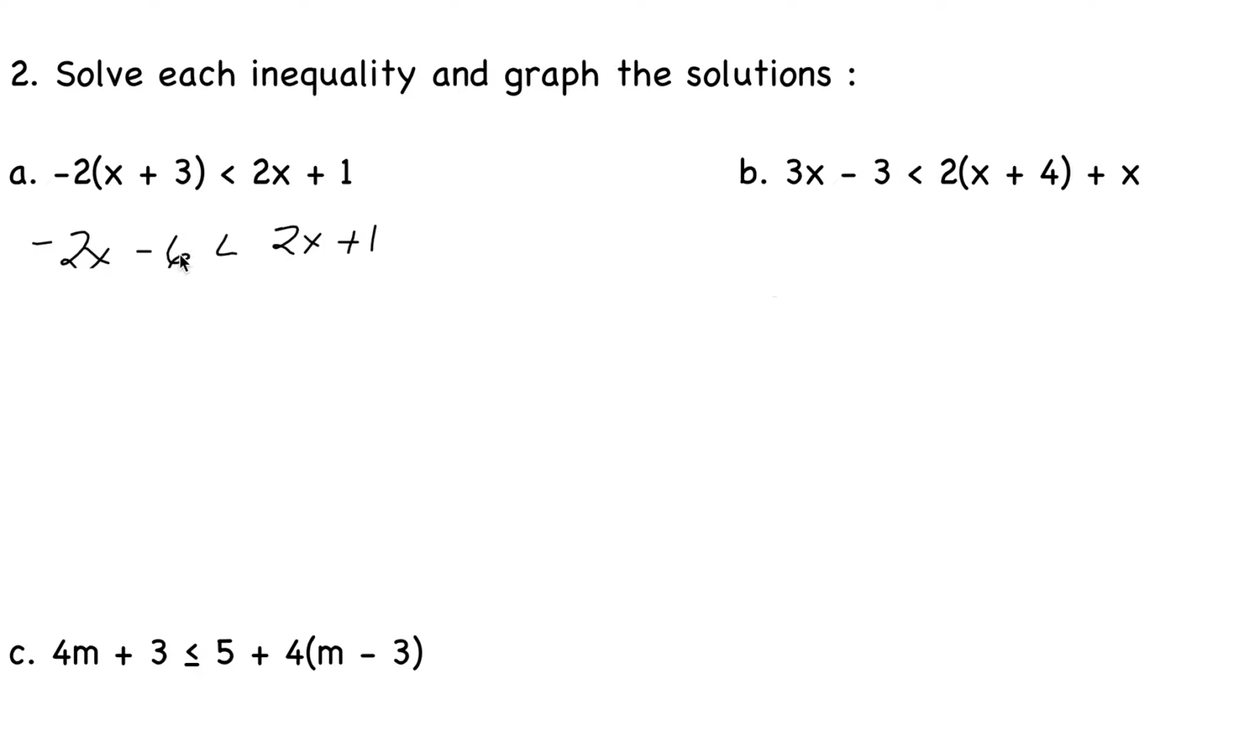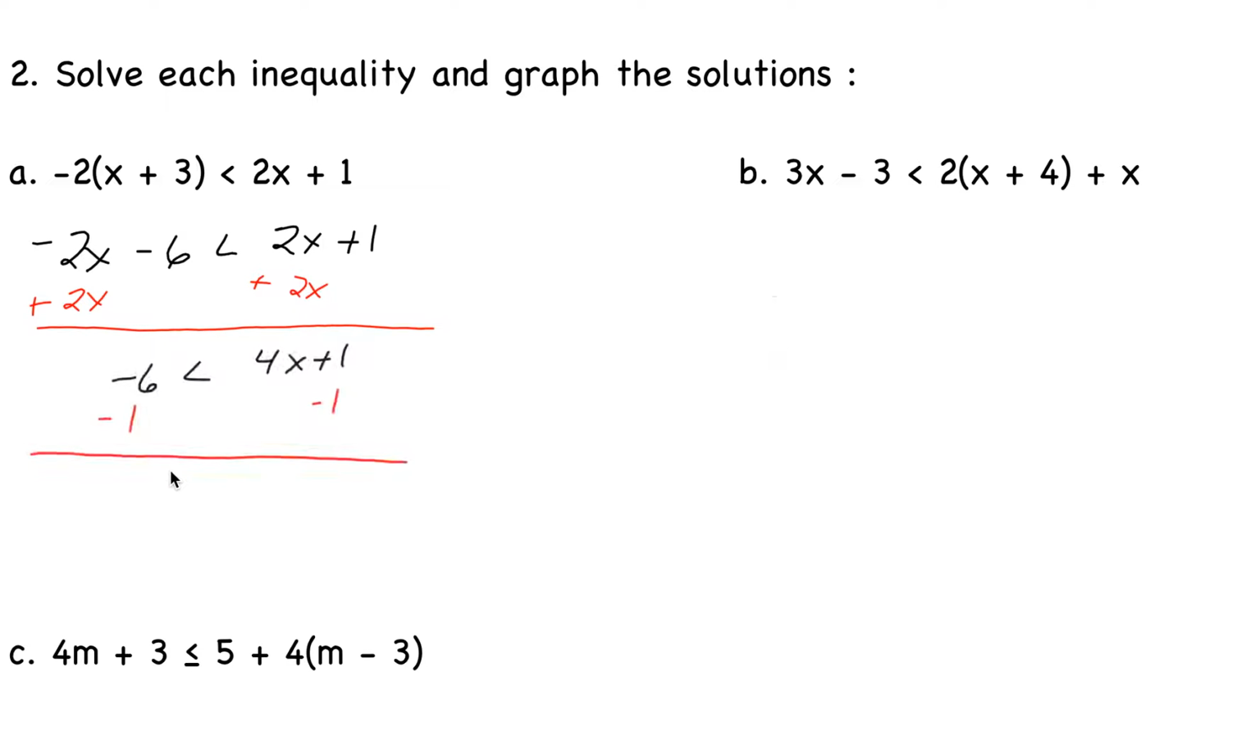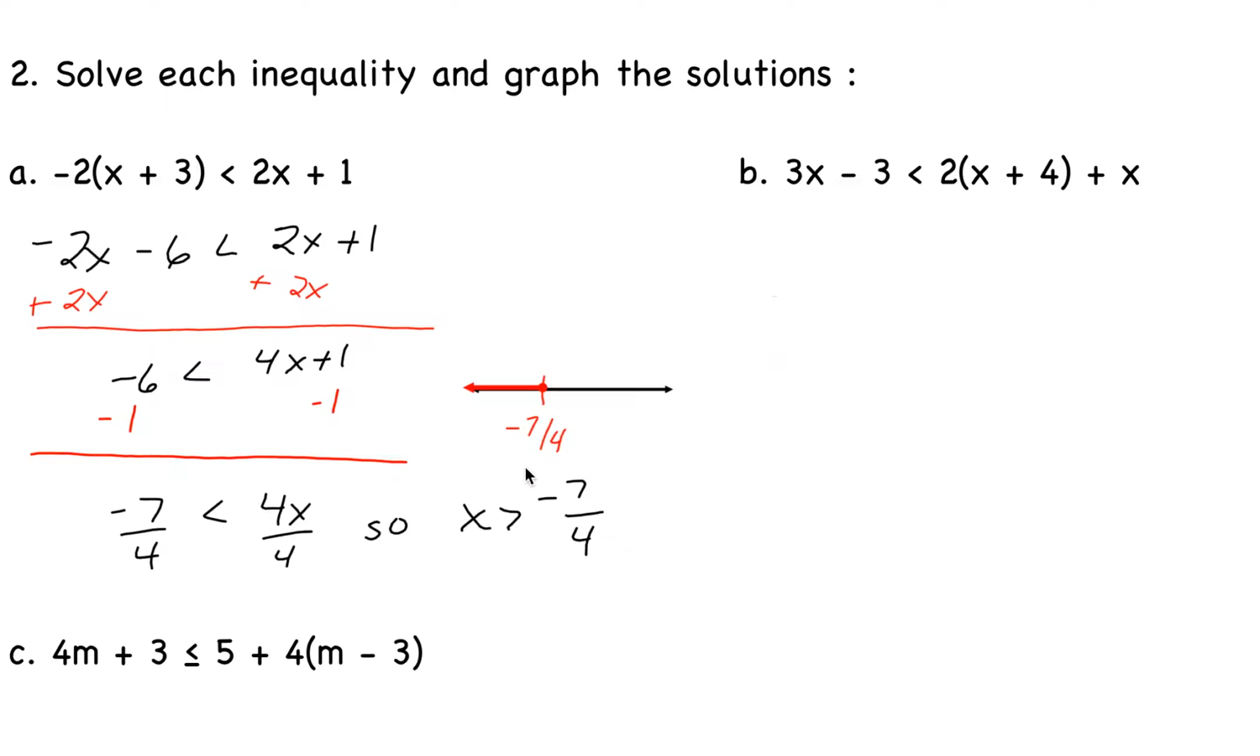So when we distribute our 2 through the parentheses, we get what I have here. And then we're trying to get our variables together. We need to combine our like terms. So I added 2x to both sides. You could just as easily have subtracted 2x, but I don't like to deal with negative variables. So I added 2x. That gives me a negative 6 less than 4x plus 1. Then I subtracted 1 from both sides, and I got negative 7 is less than 4x, and then I divided by 4 on both sides, so I have x is greater than negative 7 over 4. So that is my solution. Then I graphed it on a number line. Just write it in there as negative 7/4 is fine.